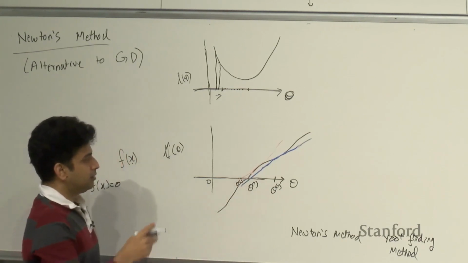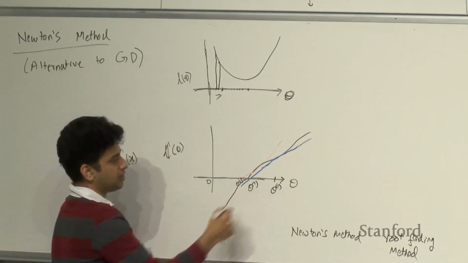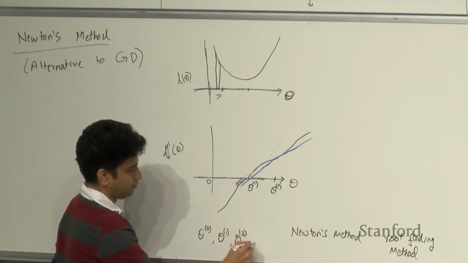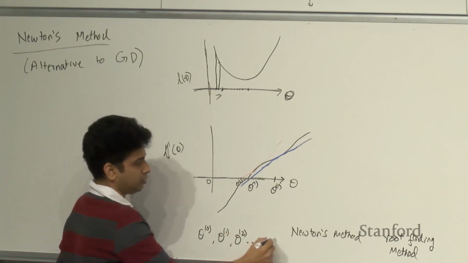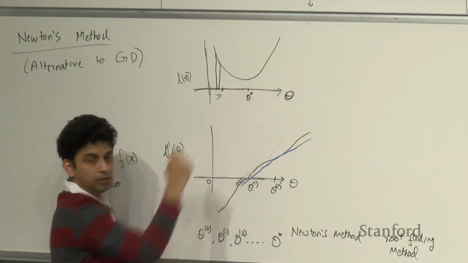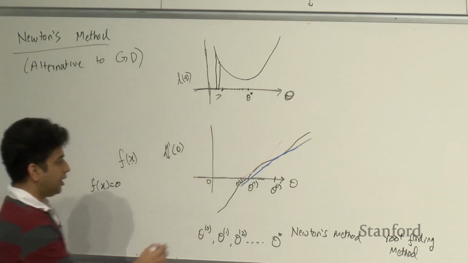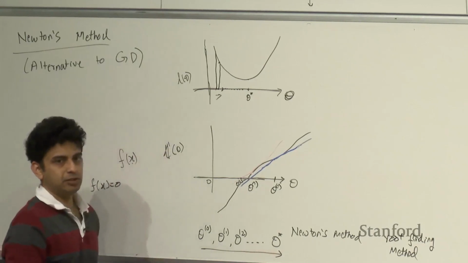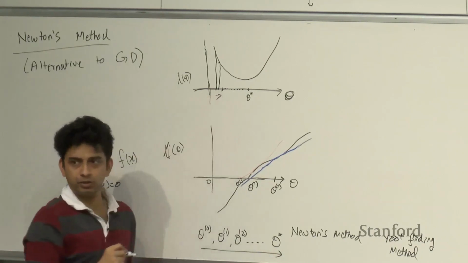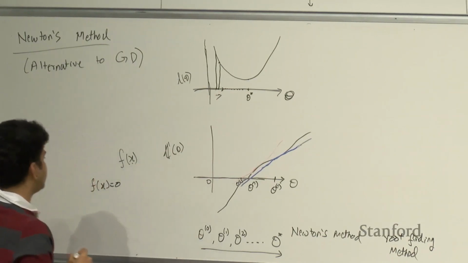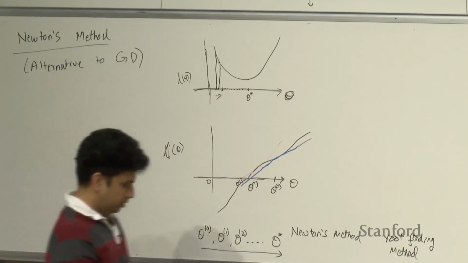And what we see is that the rate at which the sequence of thetas converges to, say, the true theta star, or let's call this theta star the true global minimum, the rate at which Newton's method converges is much, much faster than the rate at which regular gradient descent would converge. All right, and the Newton's method update rule looks like this.